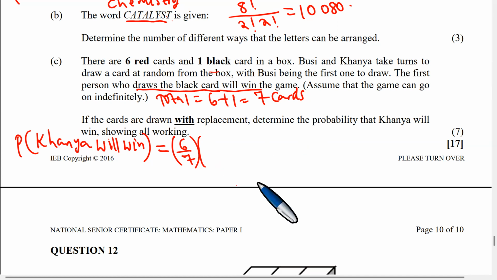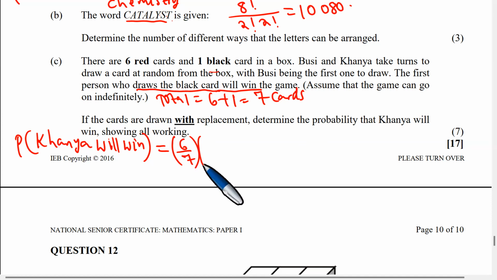Now, there's a total of 7 cards, 6 plus 1, the red and the black. So the first card is going to be drawn in how many ways? Right, so now let's look at these very carefully.